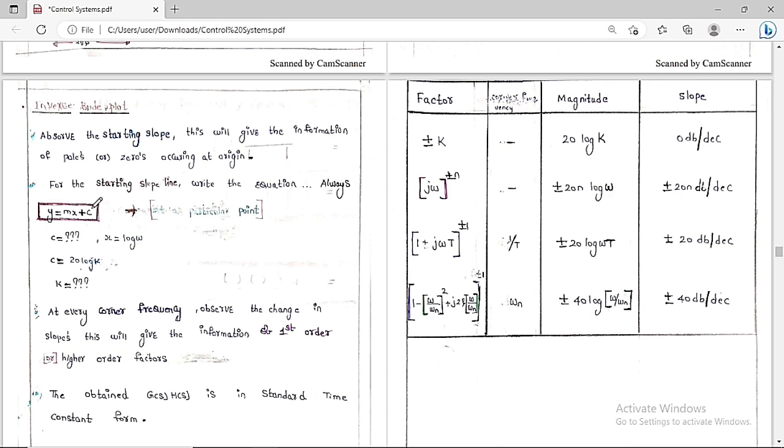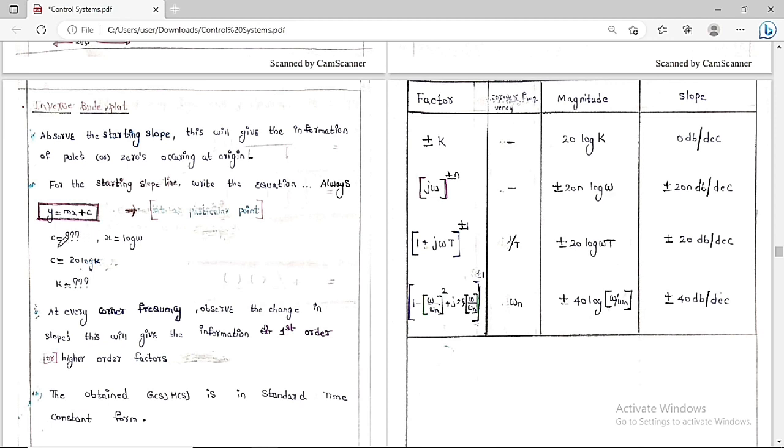The next point is, for the starting slope line, write the equation. Always write the equation only for the starting slope line, which is y = mx + c. This equation holds at any point on the first line only, for the first slope line.